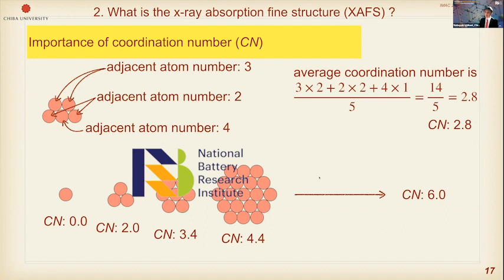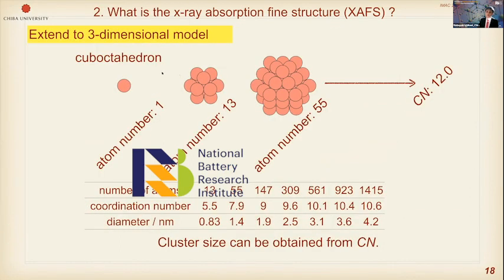In other words, I extended to the 3-dimensional model. For example, using a cuboctahedron with 1, 13, 55, 147 atoms, and so on like this. In this case, of course, the maximum nearest atom number is 12. So for the number of atoms in such particles, in the cuboctahedral model, the 13 case has a coordination number of 5.5, the 55 case 7.9, 147 is 9, then 10, 11, and finally 12.